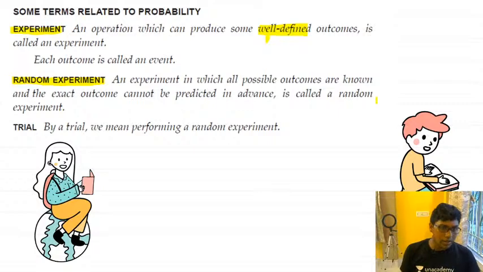But what is not a random experiment? When all possible outcomes are not known. That is not a random experiment, but it is an experiment, though the outcomes are well defined.